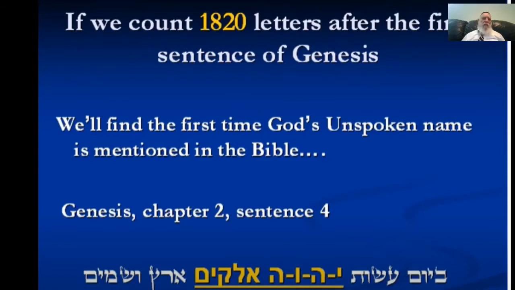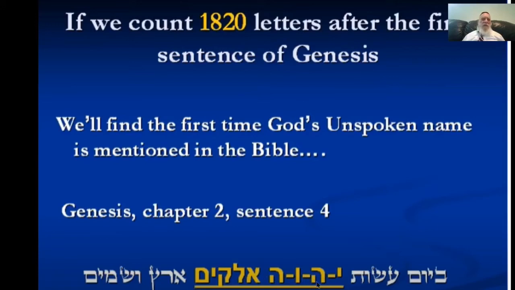Then, if we count 1820 letters after the first sentence of Genesis, Bereshit, we will find the first time God's unspoken name is mentioned in the Bible. It means Bereshit, bara Elokim. So when you count 1820 letters, you come to Genesis chapter 2, sentence 4, the name of God, B'yom asot Hashem Elokim, the Lord God, when He created heaven and earth.